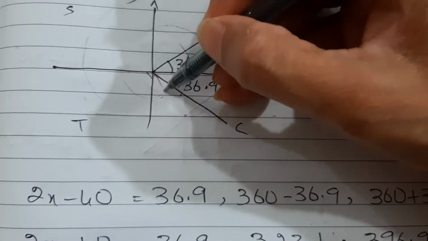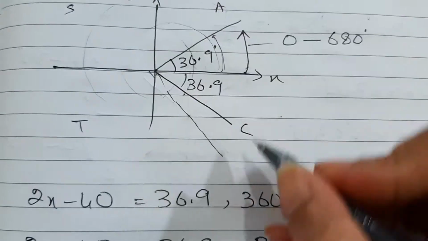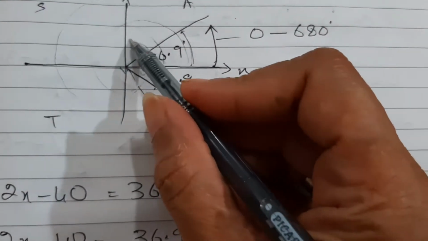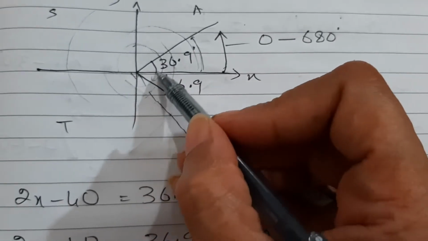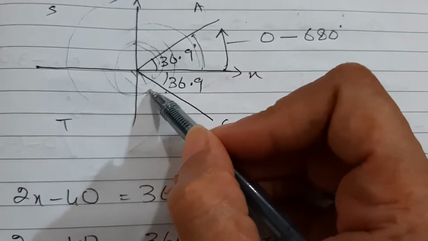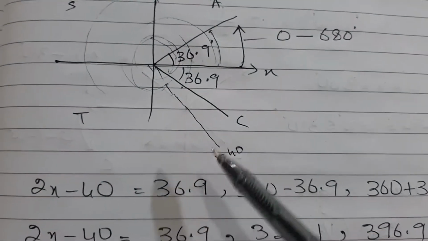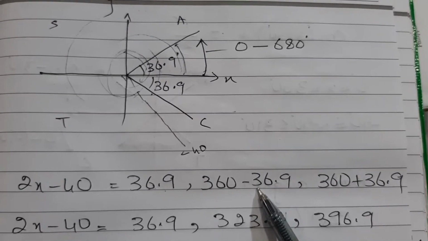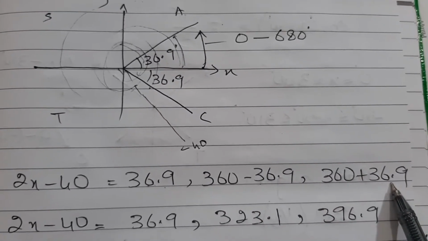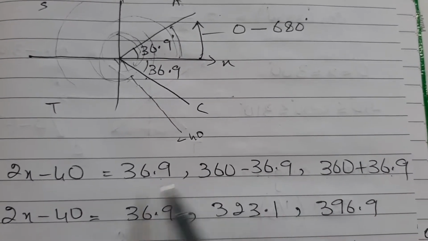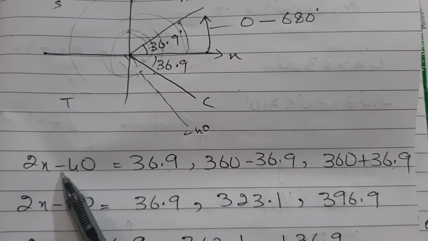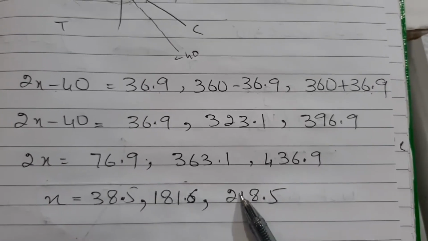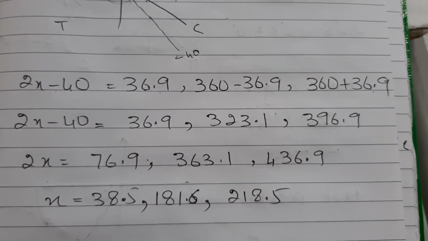Let me tell you why. Because minus 40 was coming here, when you are rotating from here the first time and the second time, you stop here. So that's why your answers are 36.9, 360 minus 36.9, and 360 plus 36.9. Each of these answers equals 2x minus 40. Then algebraically you just solve to find the value of x, and these are your 4 answers.